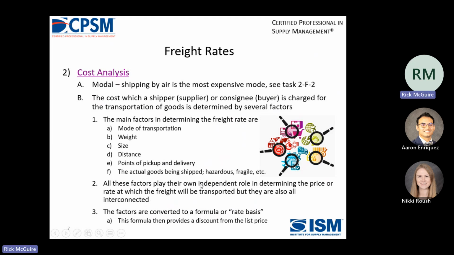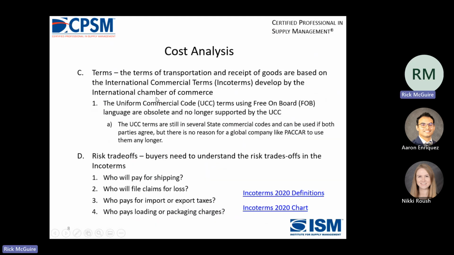All these factors play their own independent role in determining the price or rate at which the freight will be transported, but they are also all interconnected. And the factors are converted to a formula or rate basis. This is the formula that then provides a discount from list price. So terms. So the rate basis is what we actually pay.